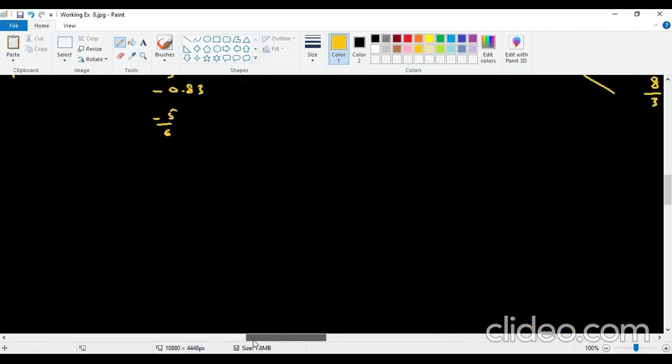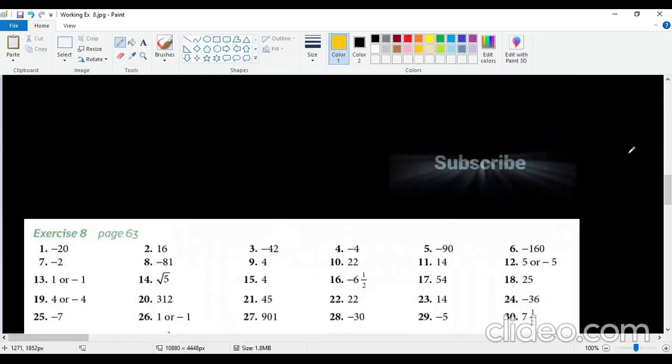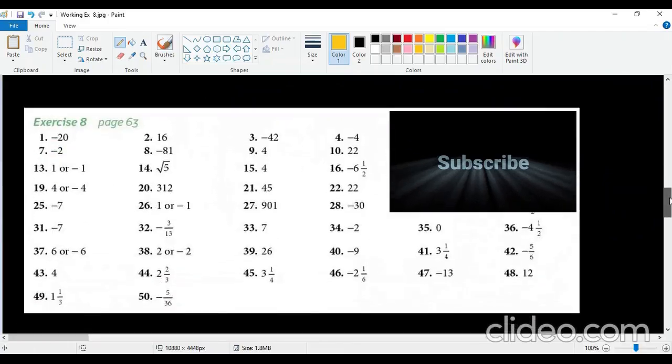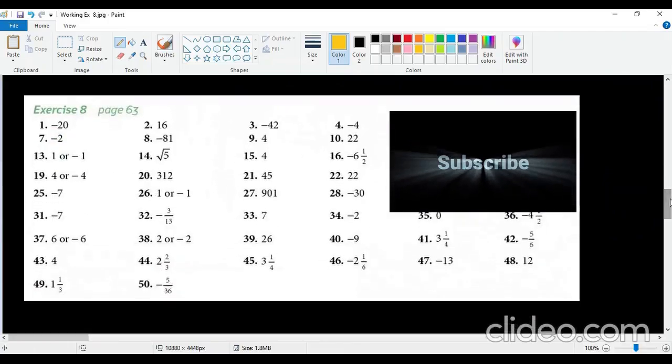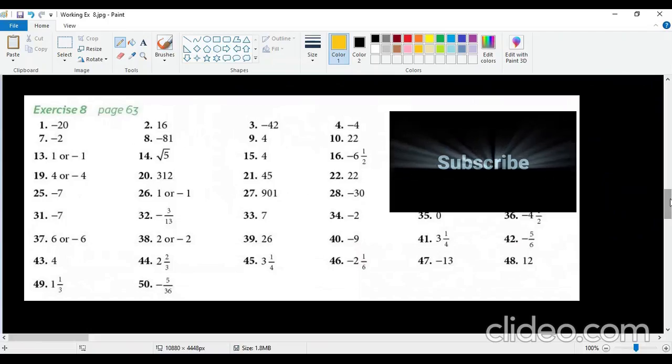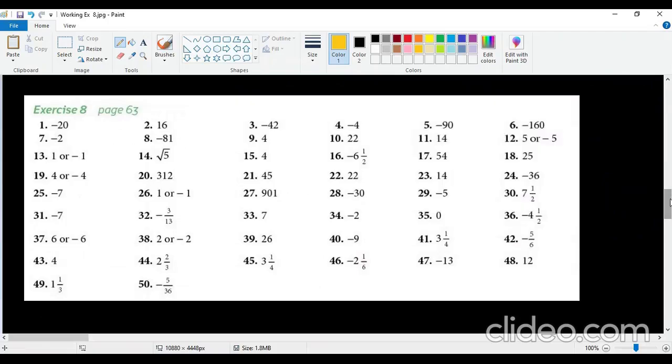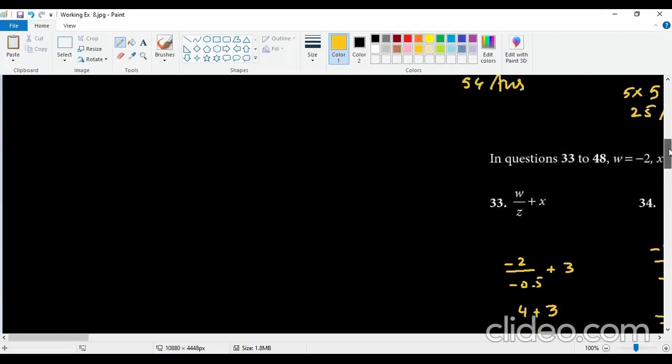And just for your information, all the answers of this exercise are over here. You can pause the video and see all the answers, which are matching what we have done for this whole exercise 8. Thank you very much for watching. You can pause this or take a screenshot and match the answers that we have got.